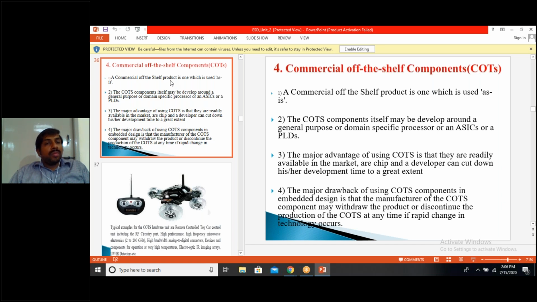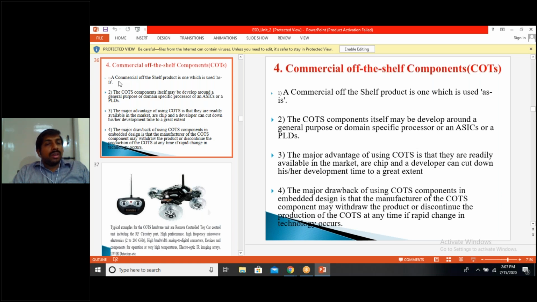So what is this commercial off-the-shelf product? It is ready-made. It can be used as it is. Okay. So you are designing an embedded system, connecting sensors, hardware, peripherals, actuators. You can directly use the main hardware core as a ready-made PCB. It is used as it is available. It is designed around a general purpose or domain specific processor, or ASIC or PLD. So the manufacturer has designed its logic in terms of any of these hardwares.